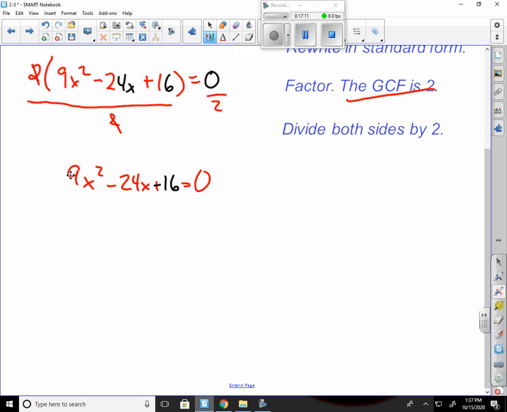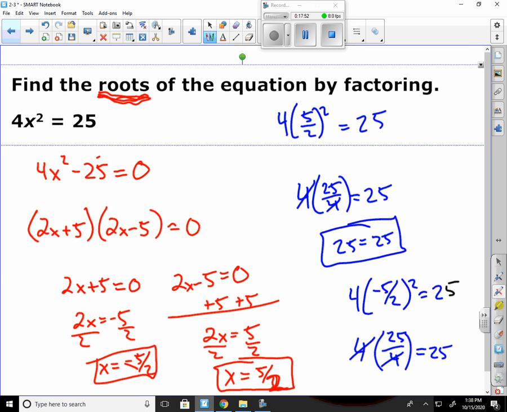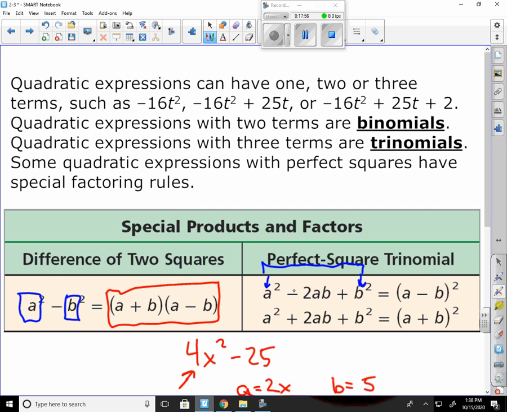Now, I can check my front term. Is 9 a perfect square? Can anything times itself equal 9? Well, of course. 9 is 3 squared. X squared is x squared. So I have 3x as my a. Check the back number. 16 is a perfect square because it's 4 squared. So b equals 4. Now there's a middle term, so I know it's not going to be a difference of two squares. But if I multiply these together, 3 times 4, that's 12. Multiply it by 2, I get 24. That tells me that it's going to be my other option here, the perfect square trinomial.